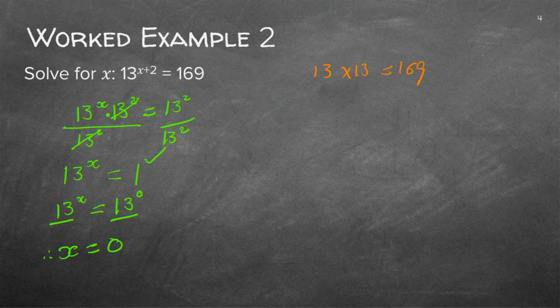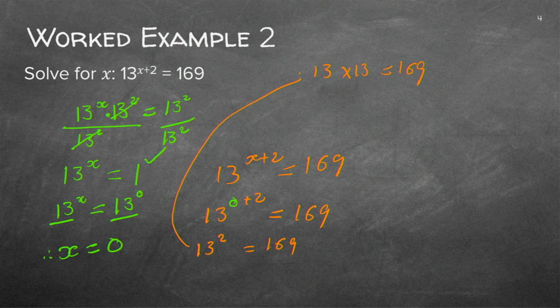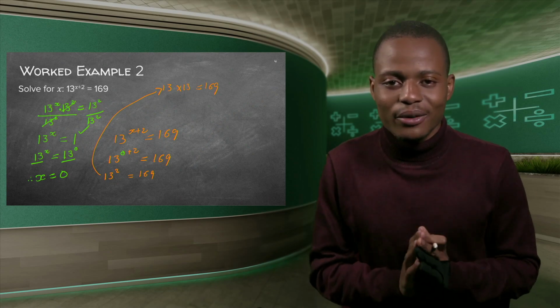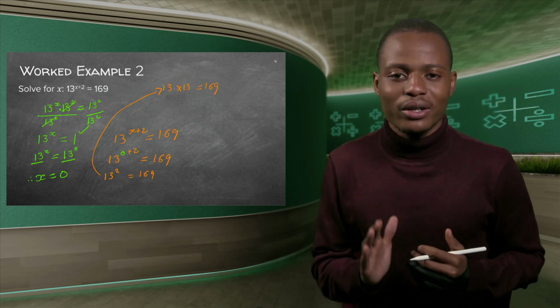And indeed, x equals 0, because if you sub in from 13 to the power of x plus 2, trying to get 169, you need to say this is 13, and you substitute in the 0 there, plus 2, and let's see if you get 169. And indeed 0 plus 2 is 2, so you have 13 squared equals 169. So this is 13 times 13, which gives you 169. So our answer is correct. So guys, that is how you do these things, and I hope you are practicing.